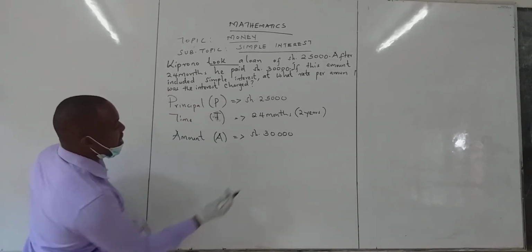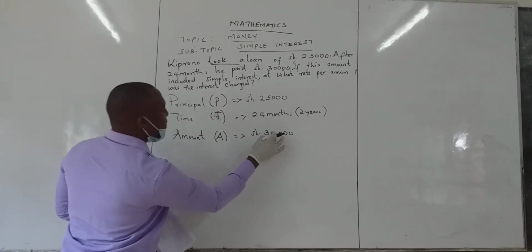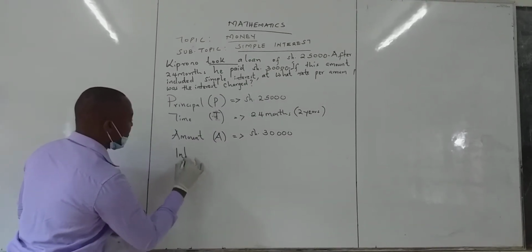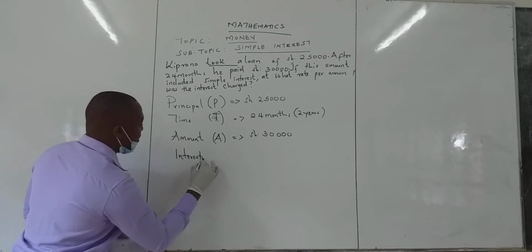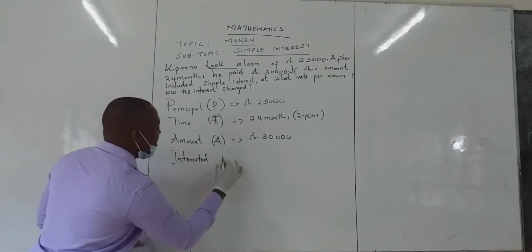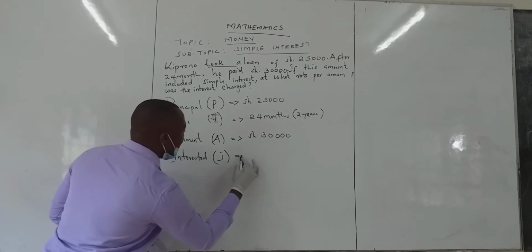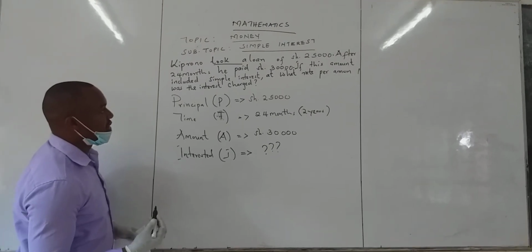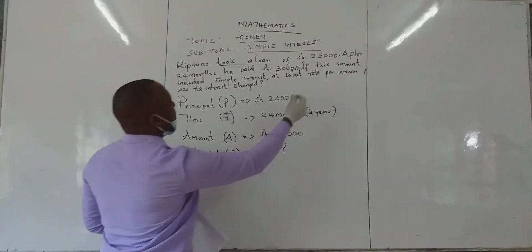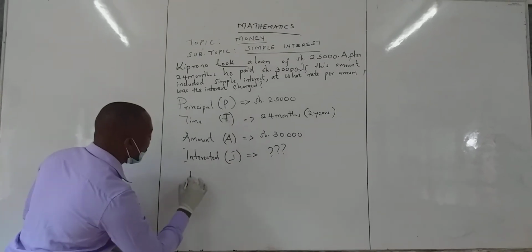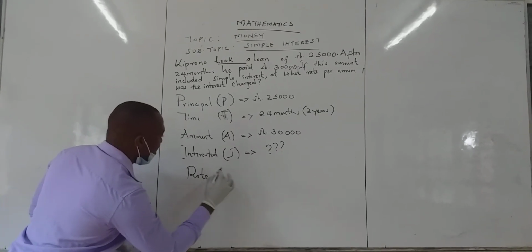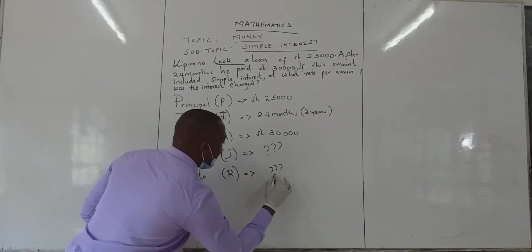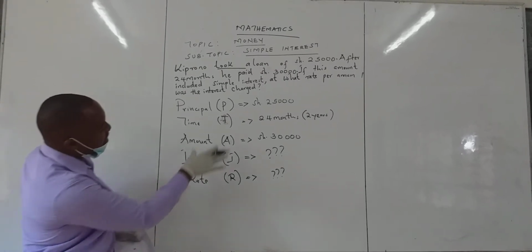Now, you've been told this amount includes simple interest. We don't know the interest because we've been told that the amount includes the simple interest. Interest is represented by the letter I. We don't know the interest. At what rate per annum was the interest charged? We also don't know the rate, which is represented by the letter R. We don't know. Now, we have made the summary of the question.